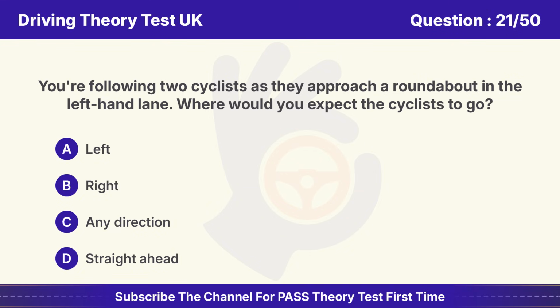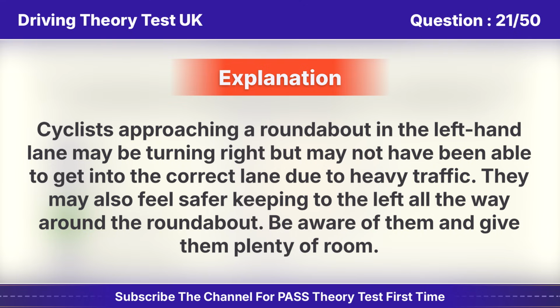Question 21. You're following two cyclists as they approach a roundabout in the left-hand lane. Where would you expect the cyclists to go? Answer is C. Any direction. Cyclists approaching a roundabout in the left-hand lane may be turning right but may not have been able to get into the correct lane due to heavy traffic. They may also feel safer keeping to the left all the way around the roundabout. Be aware of them and give them plenty of room.